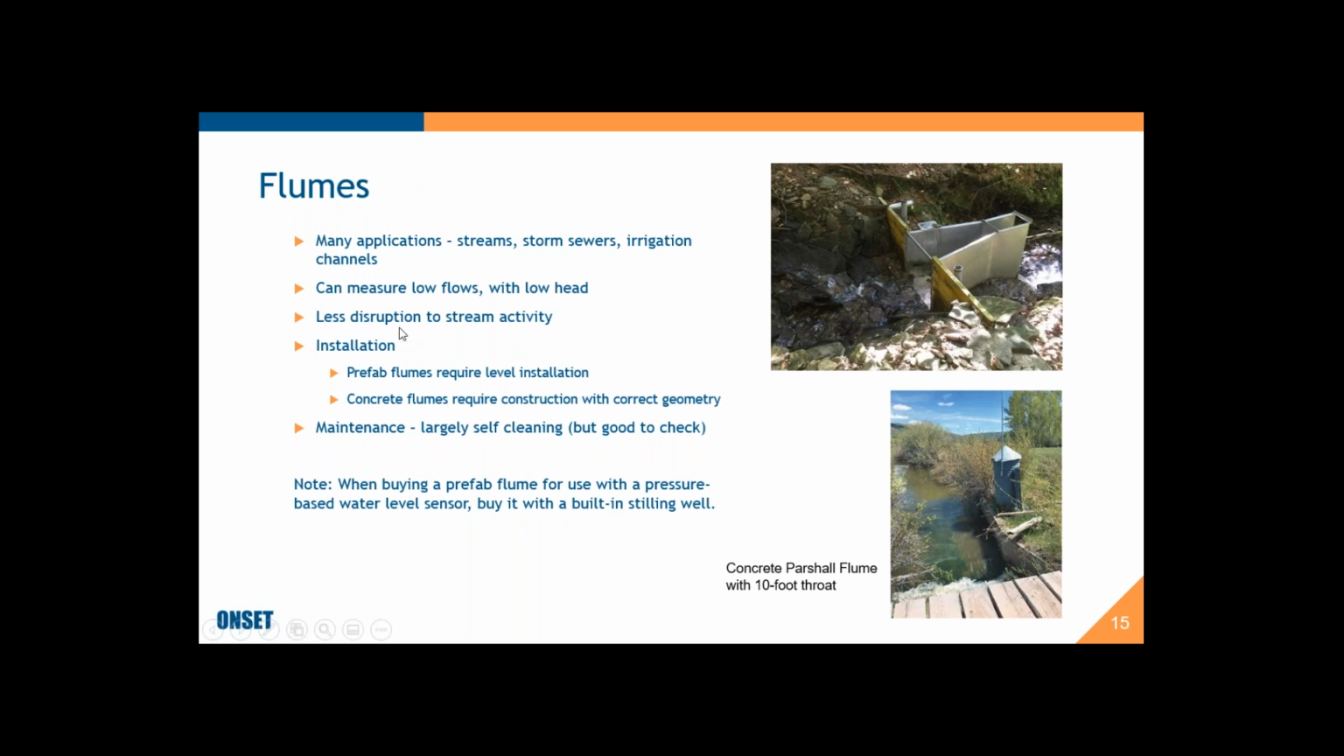They also have less disruption to stream activity. So if you've got fish in the stream, a lot of times they can still go through a flume, whereas they won't be able to jump a weir.